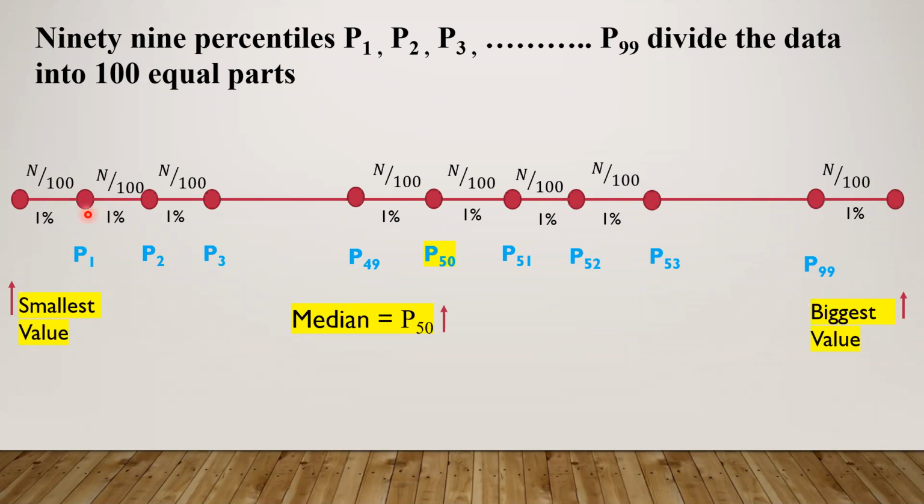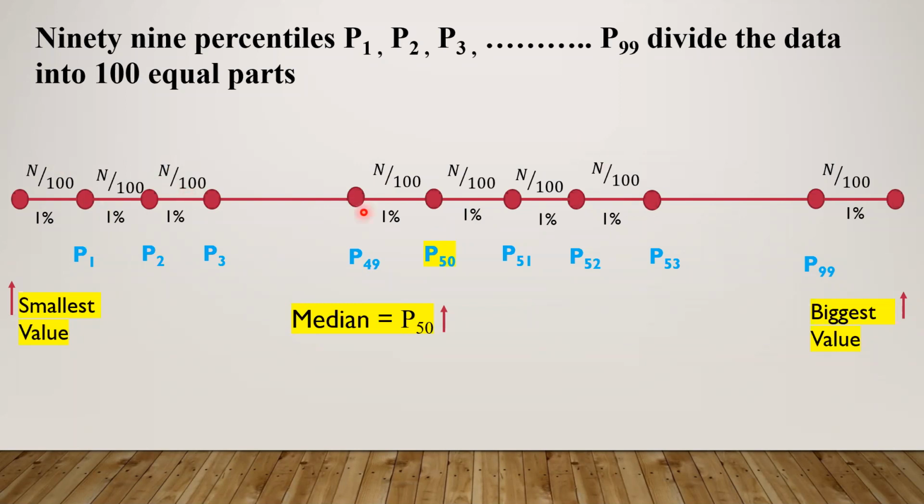And how many values are bigger than P1? From here to here, count. n upon 100, n upon 100, up to how many times? 99 times. So 99n upon 100. Similarly, if I ask you how many values are less than P2, that is 2%, or n upon 100 plus n upon 100, that is 2n upon 100. And how many values are bigger than P2? That is 98%, or 98n by 100.